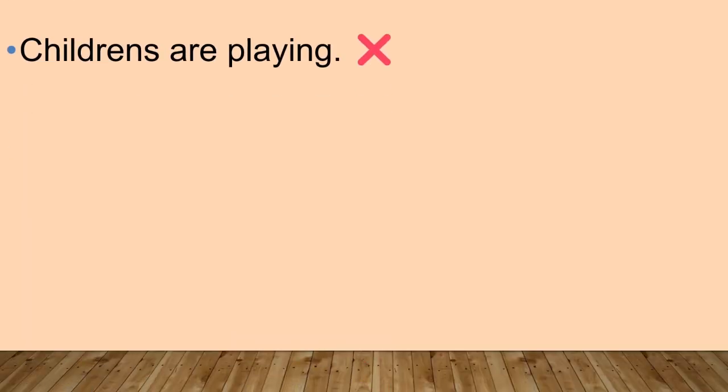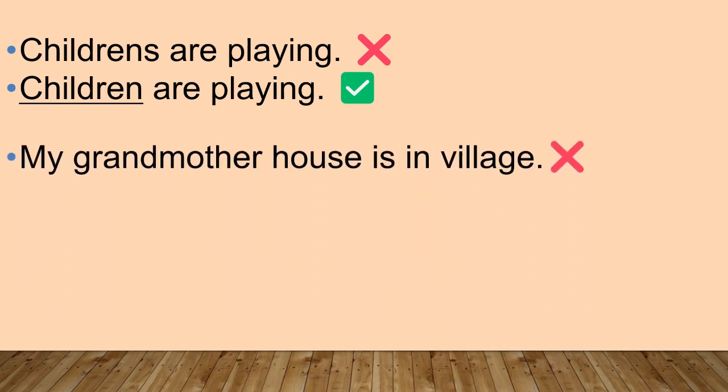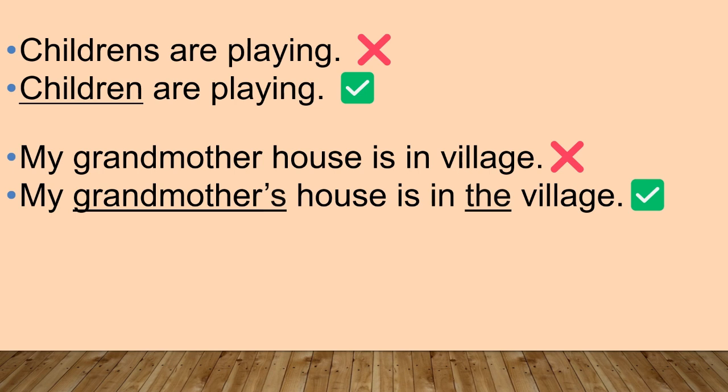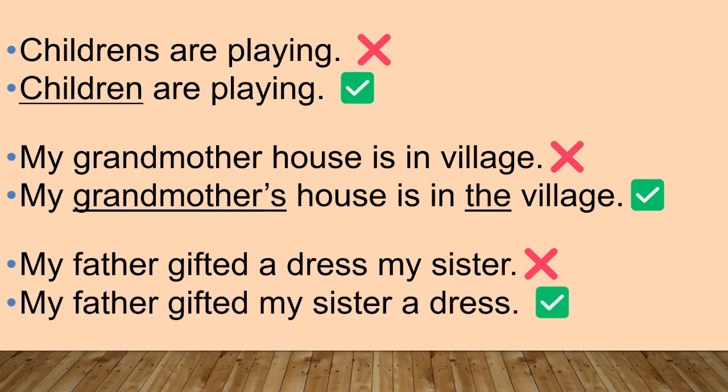Let us now go on to the sentences. Childrens are playing is not correct. The correct form is children are playing. My grandmother house is in village. This is not correct. The correct form is my grandmother's house is in the village. My father gifted a dress my sister. This is not correct. My father gifted my sister a dress. That is the correct one.